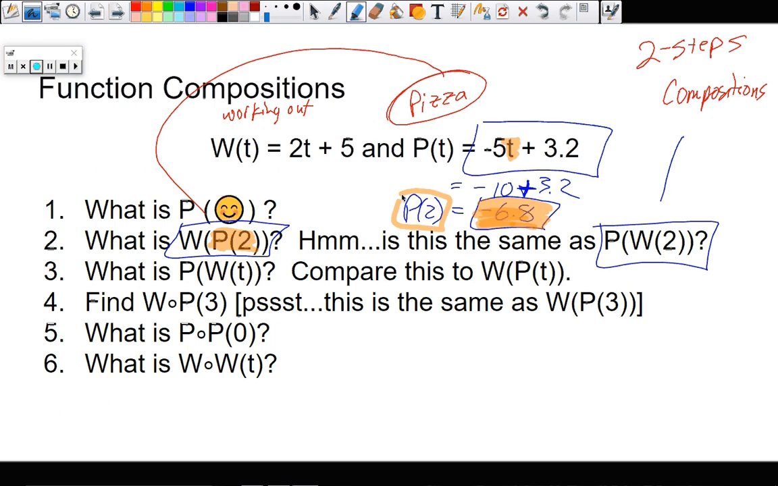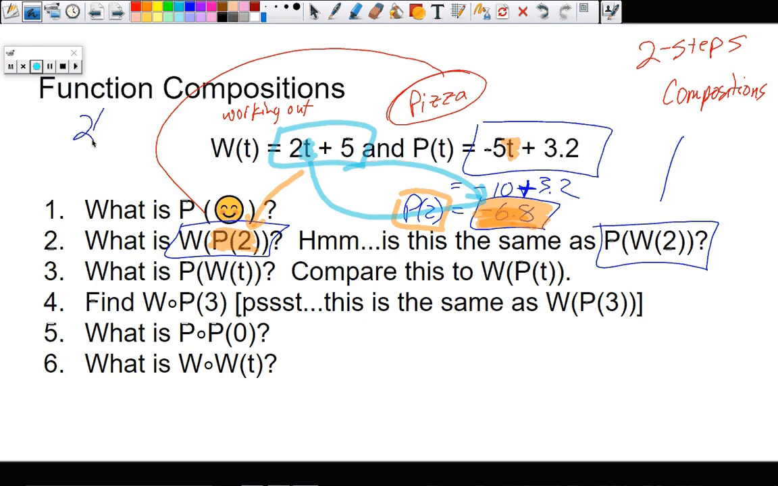So guess what we're going to plug into W now? Are we going to plug in the original 2? Or possibly the result that we got? We're going to do the result. So we're going to take this -6.8 and we're going to plug it into our W machine where it's waiting for that input. In other words, that coin slot, if you will. Okay? So let's go ahead and write that out.